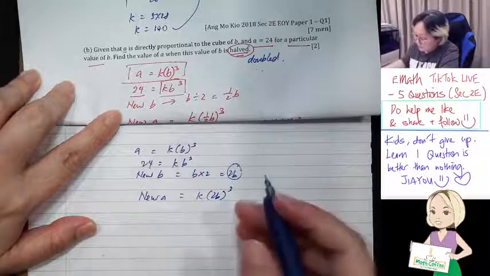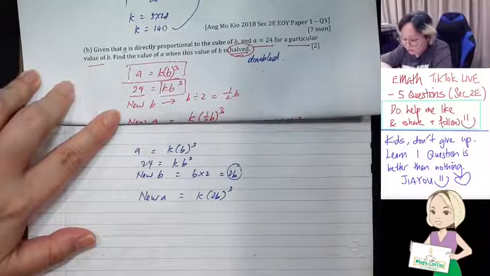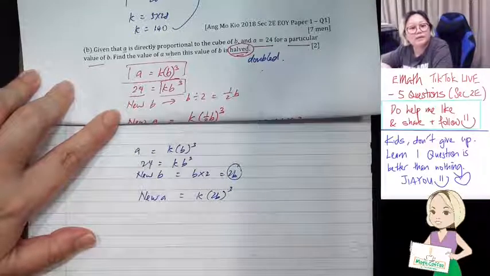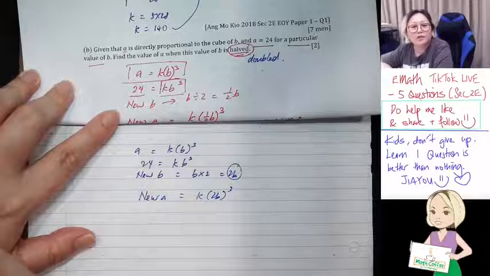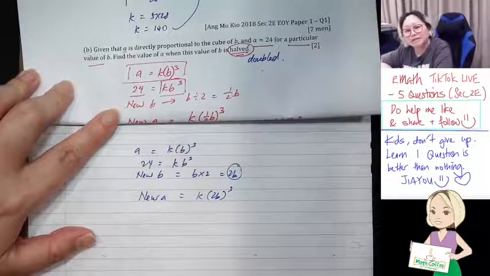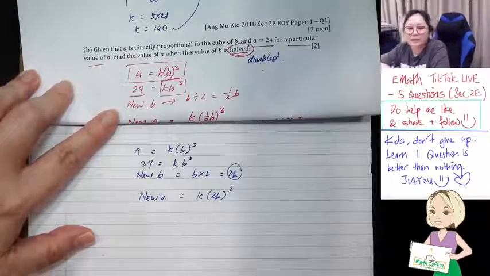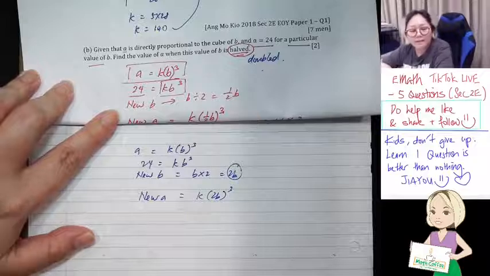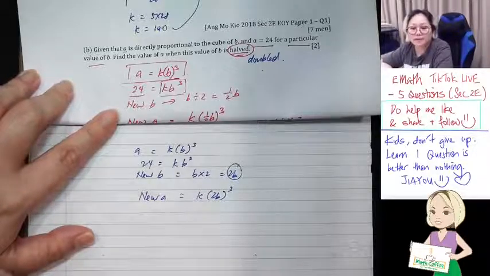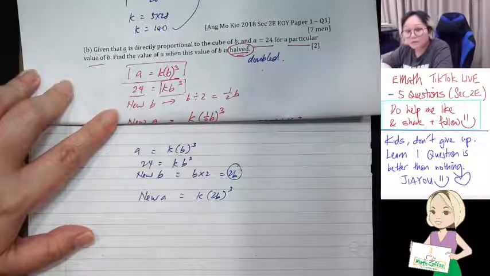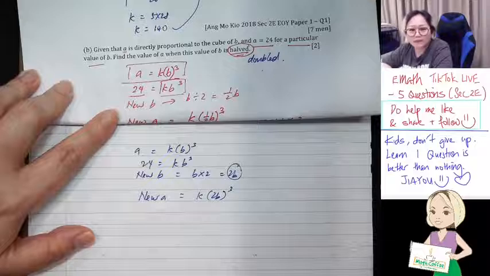This double I came up with myself, because typical questions they always ask, either half, double, triple, increase by 100%, increase by 200%. But the method is always the same. The concept is the same. It's just changing the so-called new B. Understand?